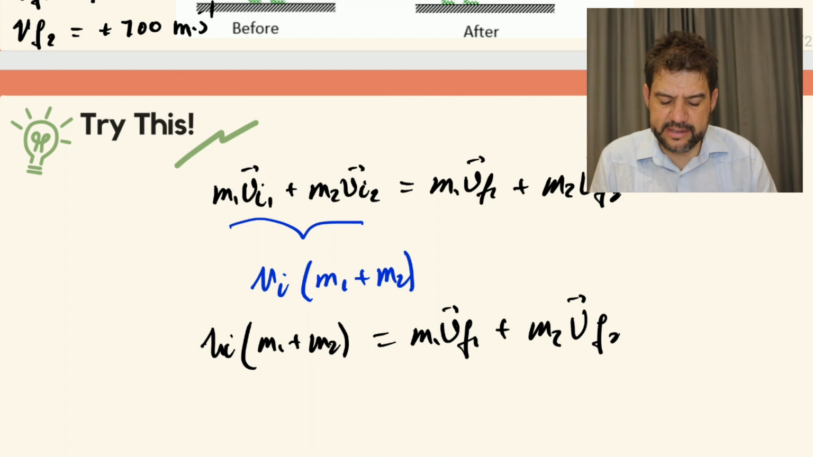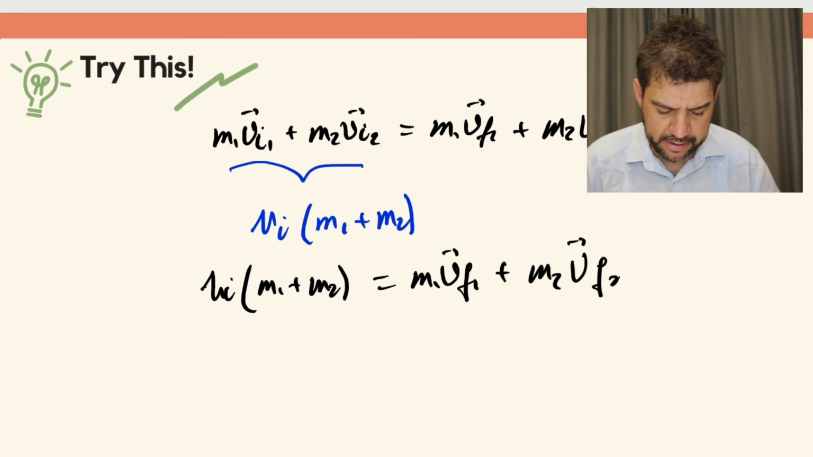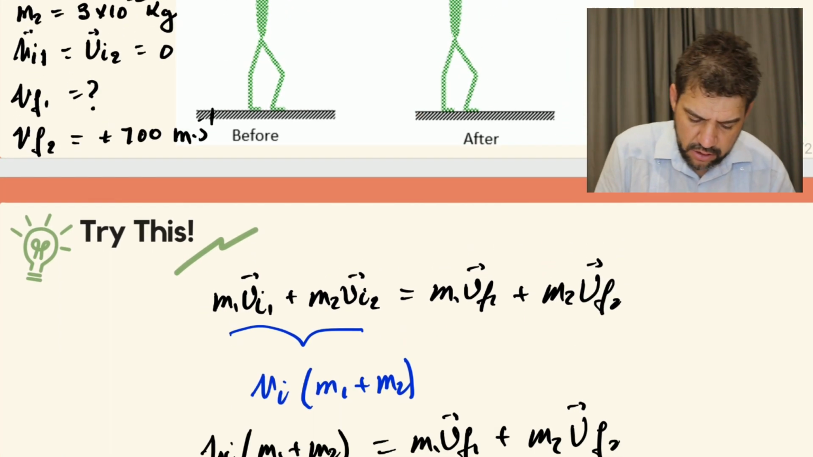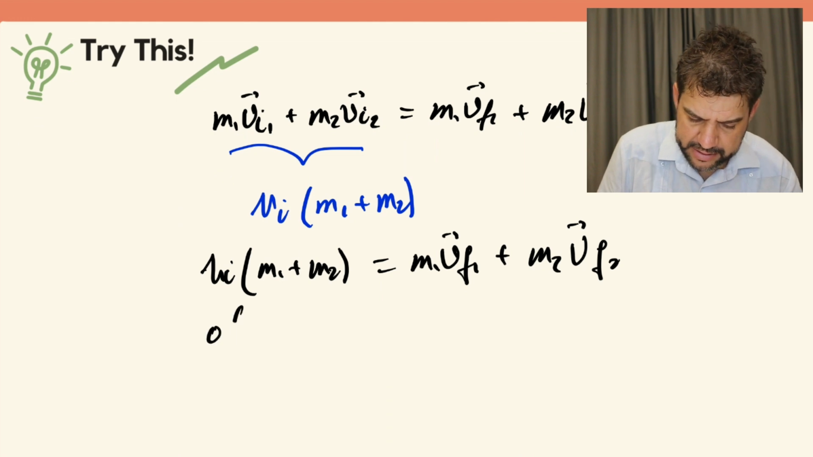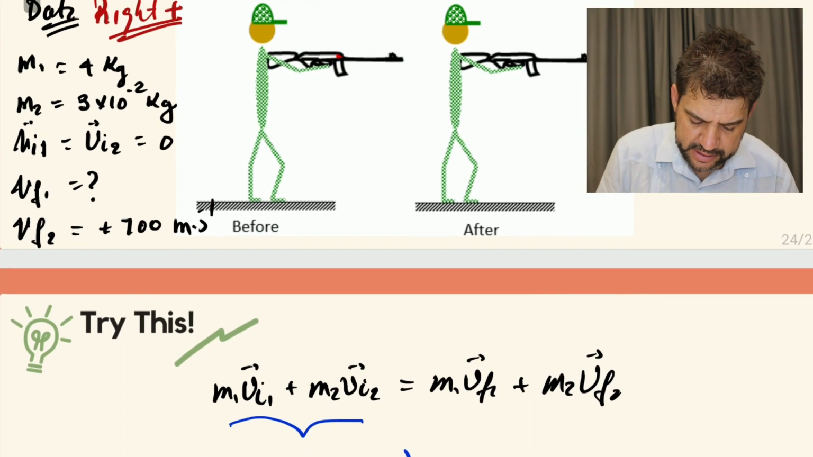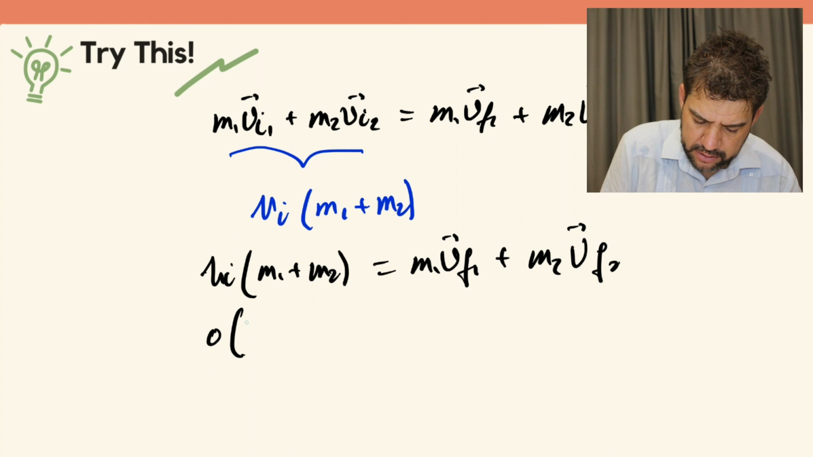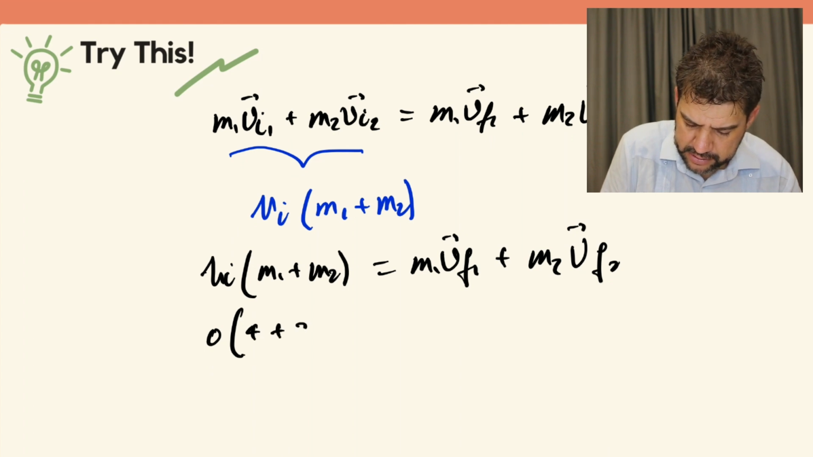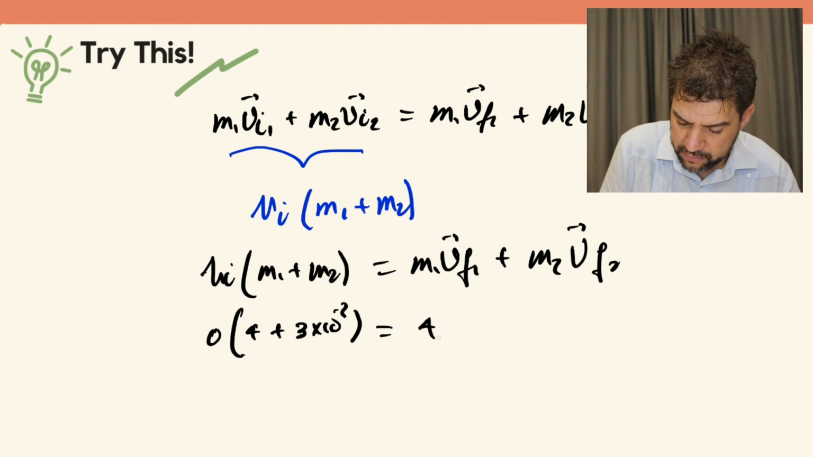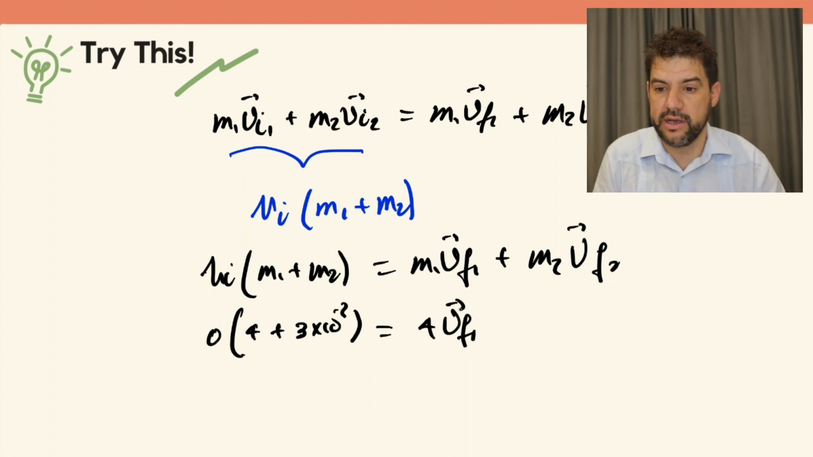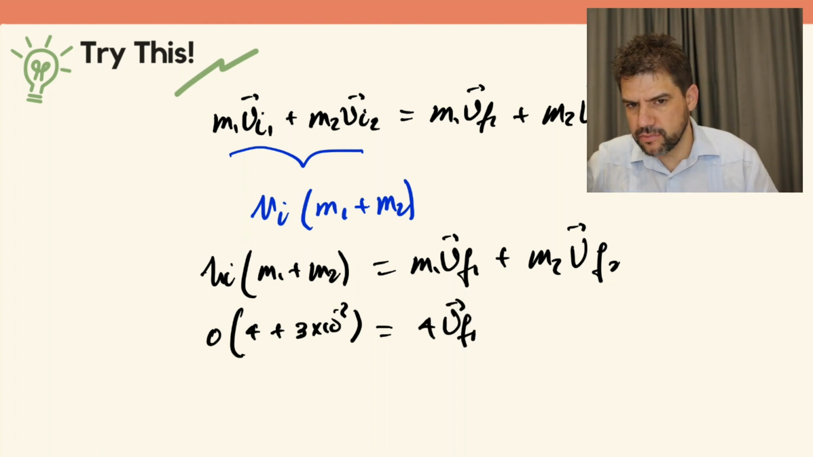Guys, and the rest is to substitute in here. So now the initial speed is 0 for both of them. The masses are 4 and 3 times 10 to the minus 2. And now we're going here. 4, v final 1, that is what we are looking for in here.